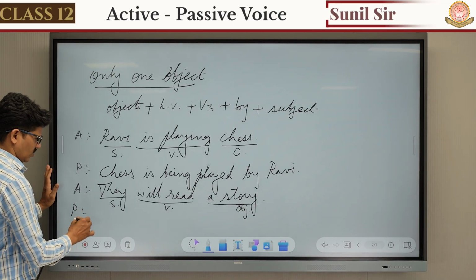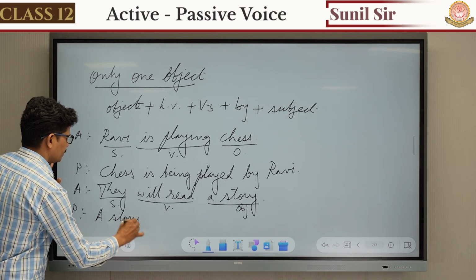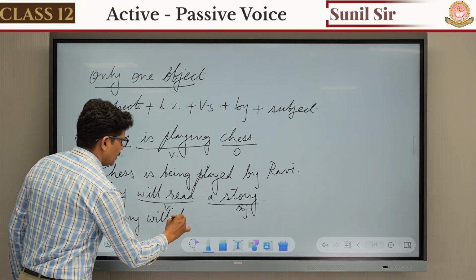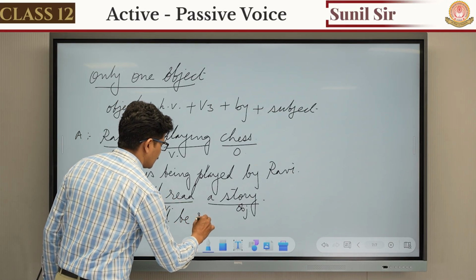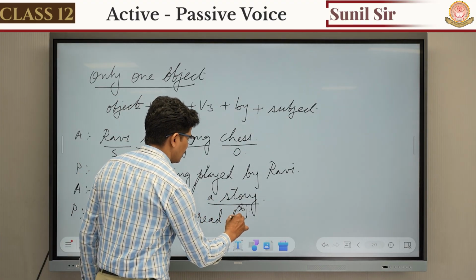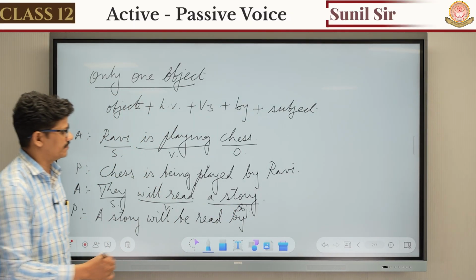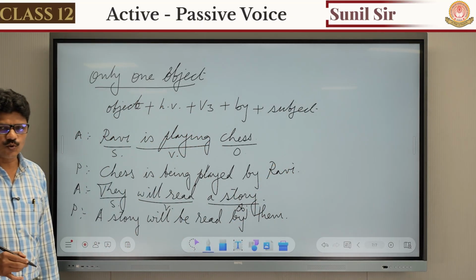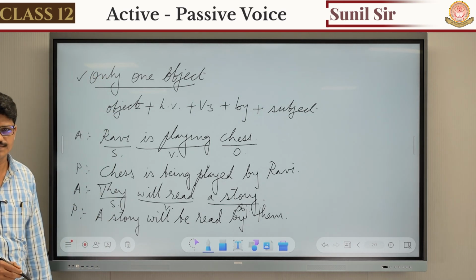First we have to bring the object, that is a story, then the helping verb will be, then the third form of the verb, that is read. A story will be read by, and when "they" comes to the object place, it becomes "them". These are the two examples we have seen for only one object.